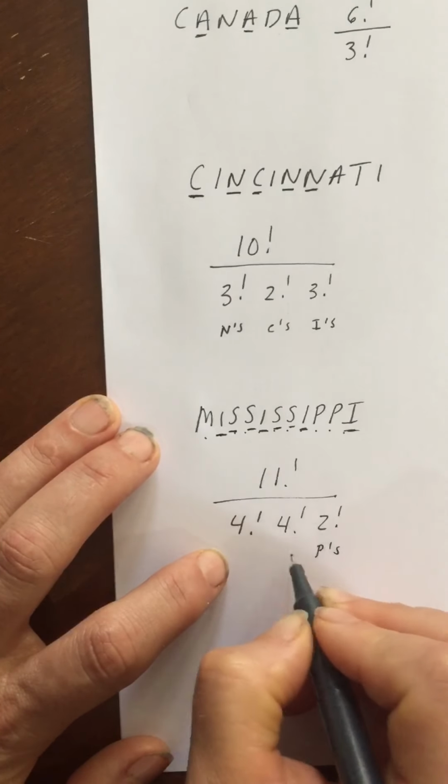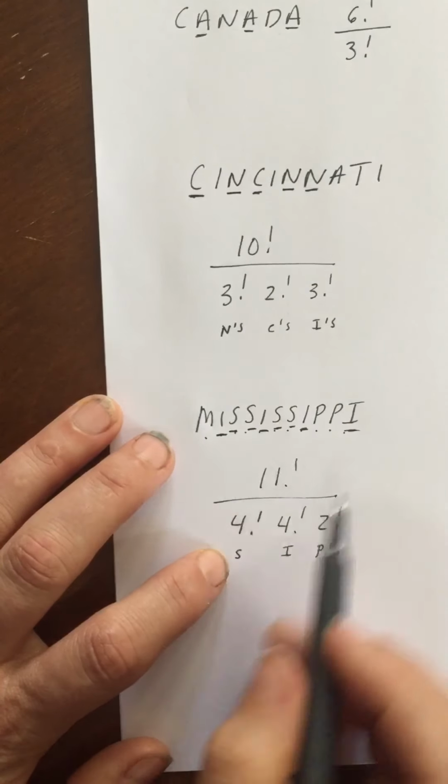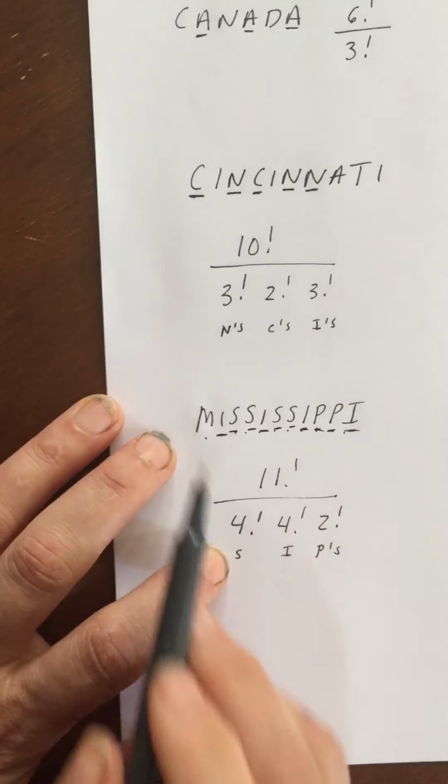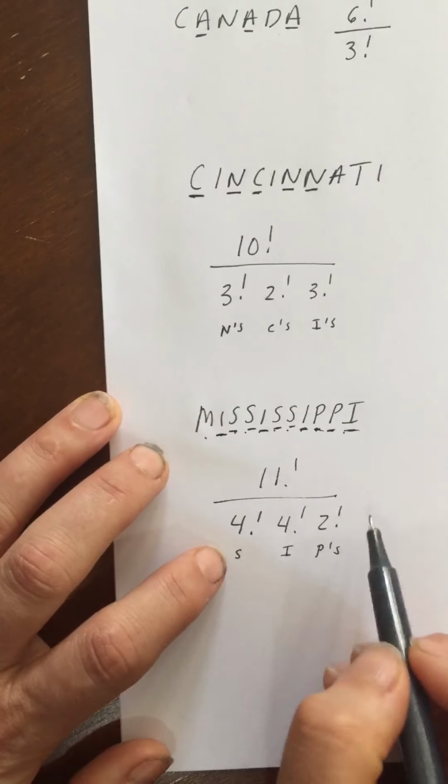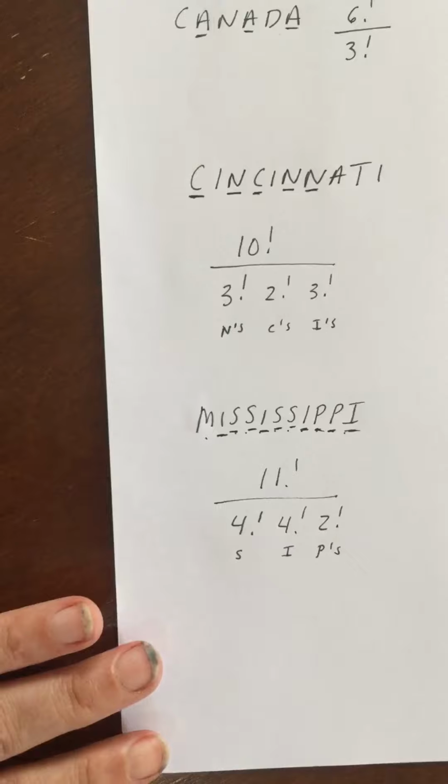Let me write those underneath. P, and then I, and then S's. Of course, once I have those, there's only M. Obviously, I can write 1 factorial for the M. That's not really going to make a difference. Hopefully you get the principle on those.